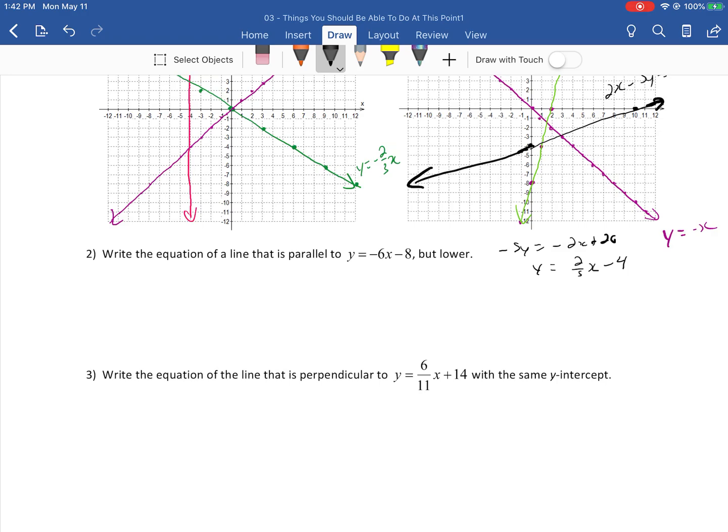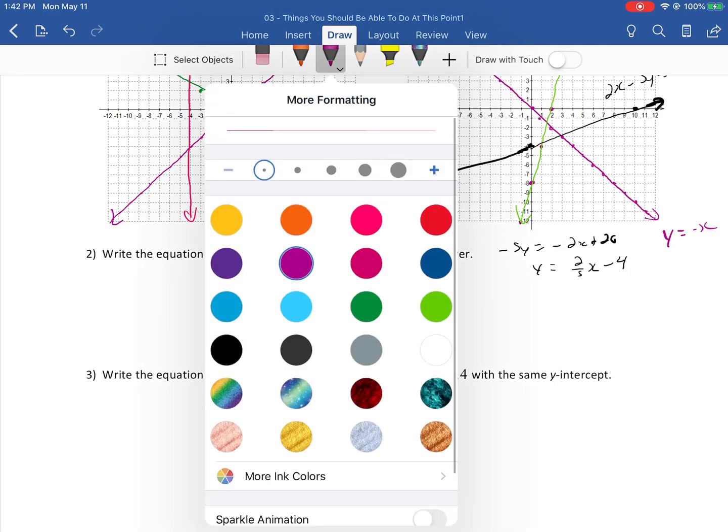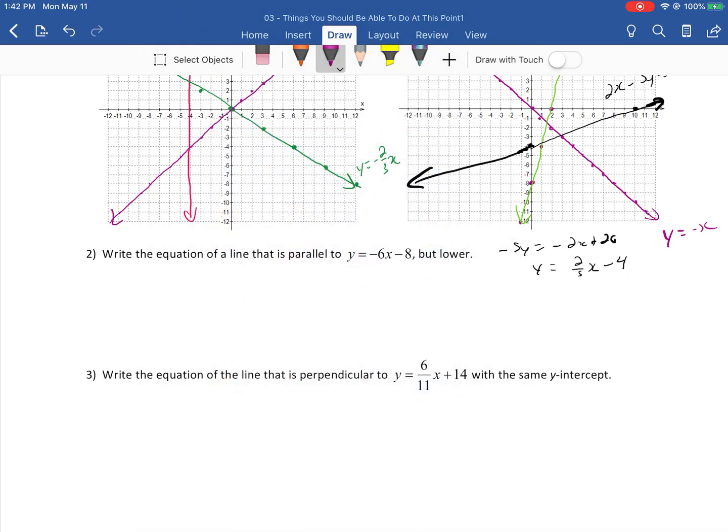Then the second lesson of this chapter talked about parallel and perpendicular lines. And so now we're going to review some of that. It says write the equation of a line that is parallel to y equals negative 6x minus 8, but lower. When we say parallel, we want to have the same slope. That was one of the big things that came out of last day's lesson. So the equation I'm going to write has to be negative 6x because it's got to have the same slope.